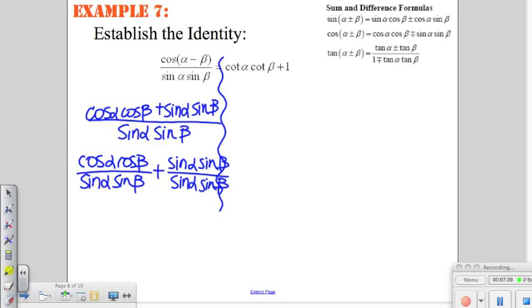Now, if I look, cosine over sine I know is cotan, so I'm going to get a cotan alpha, and I'm also going to have a cotan beta there, because cosine over sine is cotan. So cotan alpha, cotan beta, plus, now all the sines here are going to cancel, so we get +1, and if you notice, that's exactly what I wanted it to equal. So just by splitting up that fraction and reducing a little bit, I was able to establish this identity.